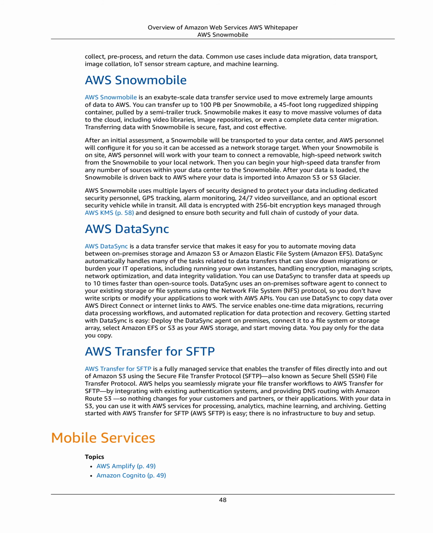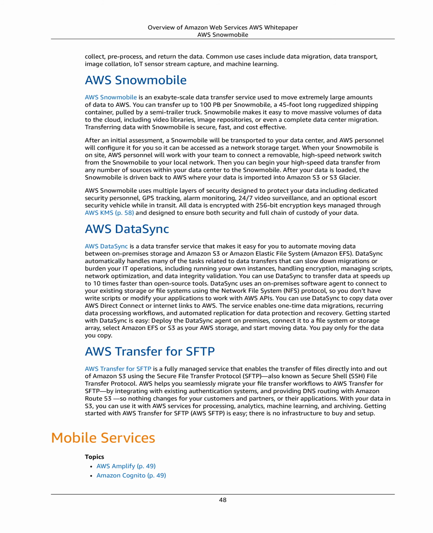AWS Snowmobile. AWS Snowmobile is an exabyte-scale data transfer service used to move extremely large amounts of data to AWS. You can transfer up to 100 petabytes per Snowmobile, a 45-foot-long ruggedized shipping container, pulled by a semi-trailer truck. Snowmobile makes it easy to move massive volumes of data to the cloud, including video libraries, image repositories, or even a complete data center migration. Transferring data with Snowmobile is secure, fast, and cost-effective.